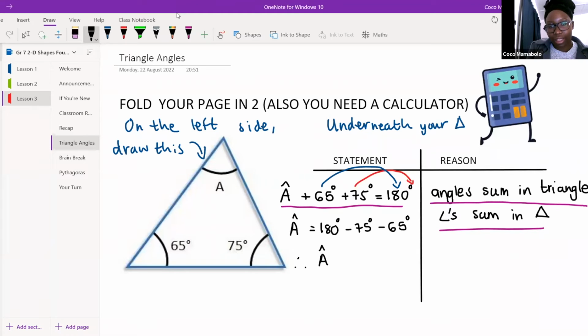angle A is equal to, and I know you guys can do this in your book or either in your head or on your calculator. Please give me an answer for A. Please punch this into your calculator and tell me what A is. Be careful, Juria.